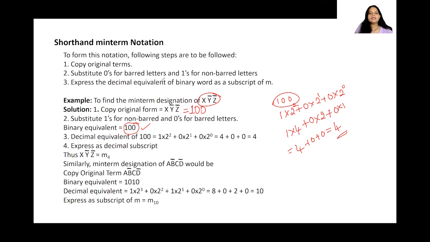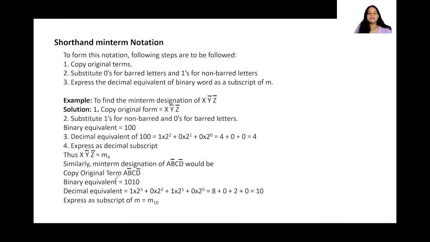So what is it saying? You have to write it with a subscript of small m. So this particular expression is equal to m4. And how did we get this 4? We converted this into decimal. Right? Clear? So let's see another one.